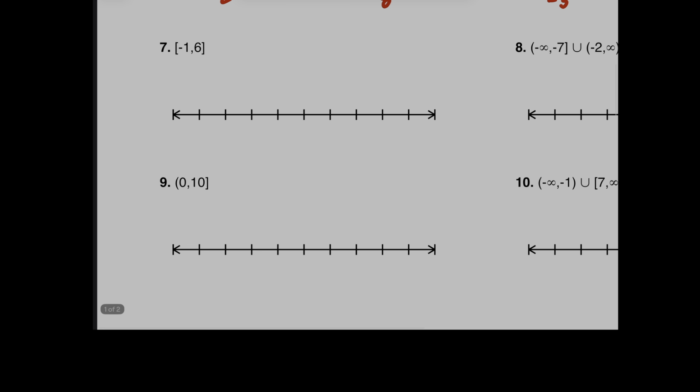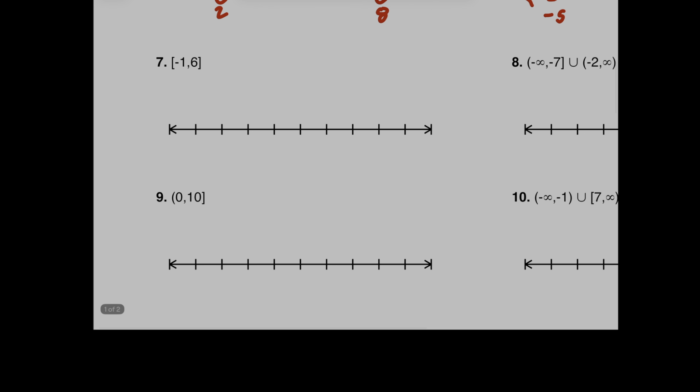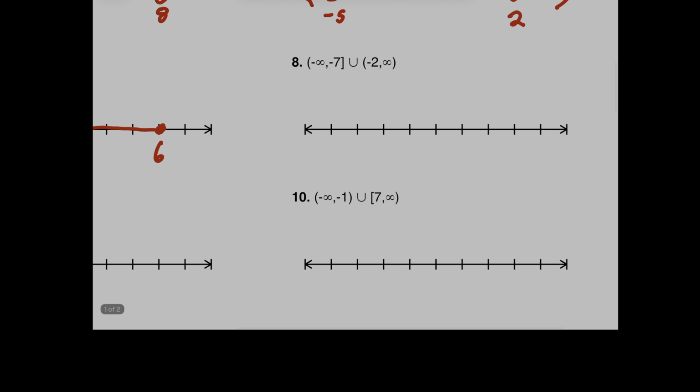All right, let's go on to number 7. Low end is a -1. And then, let's see, what did I do there? Low end is -1. That's the low end, and because of the bracket, it's going to be a dot. 0, 1, 2, 3, 4, 5. That's going to be 6. Because of the bracket, that's also going to be a dot. And we just do the middle.